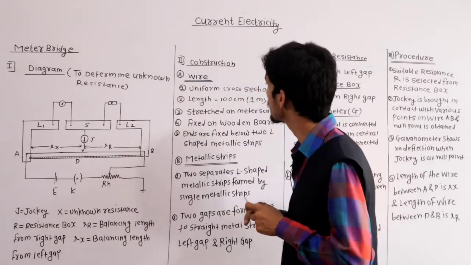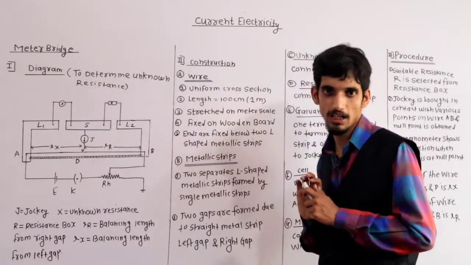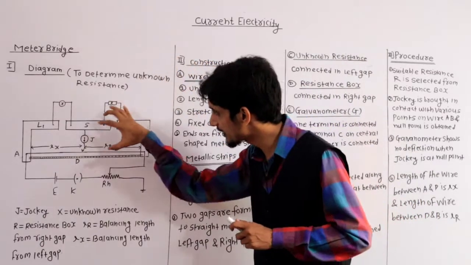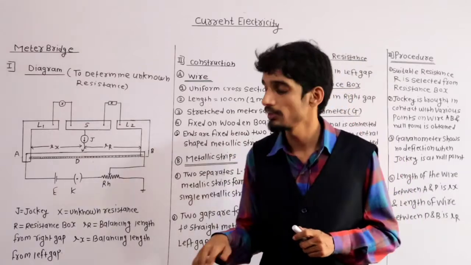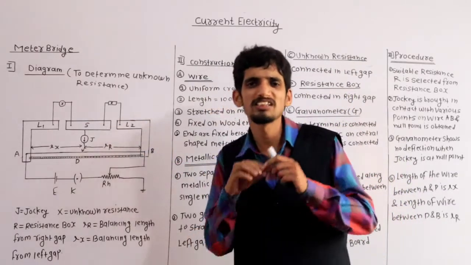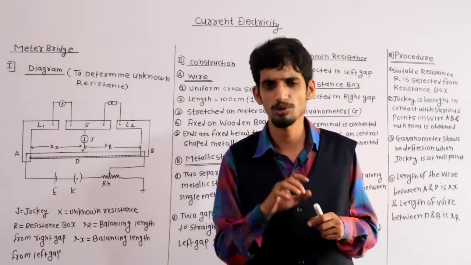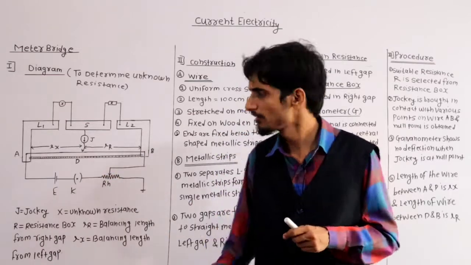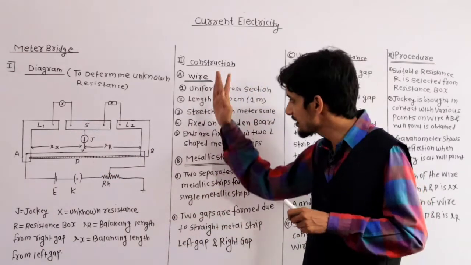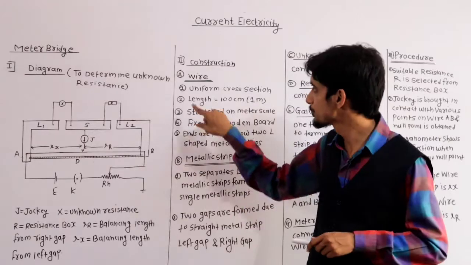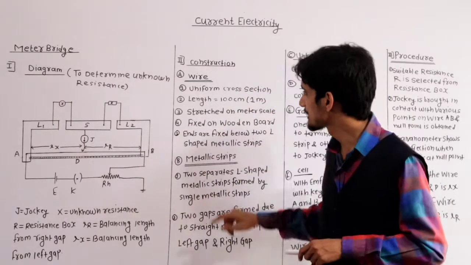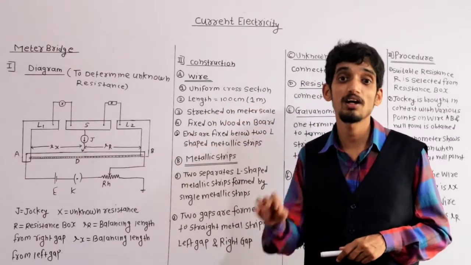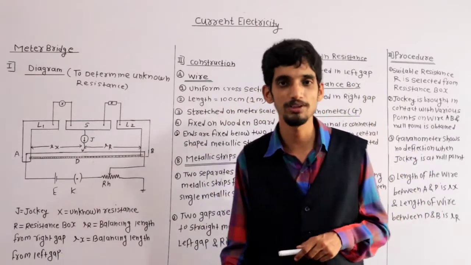Okay, now I am going to discuss the construction with you. I have divided this entire circuit diagram into different parts so that it is easy for you to understand the specification or description of each particular apparatus or component in that experiment. First is the wire. What are the various points that you have to remember? This wire is of uniform cross section. Okay, this is also important. Second, the length of the wire is 100 centimeter, that is 1 meter.